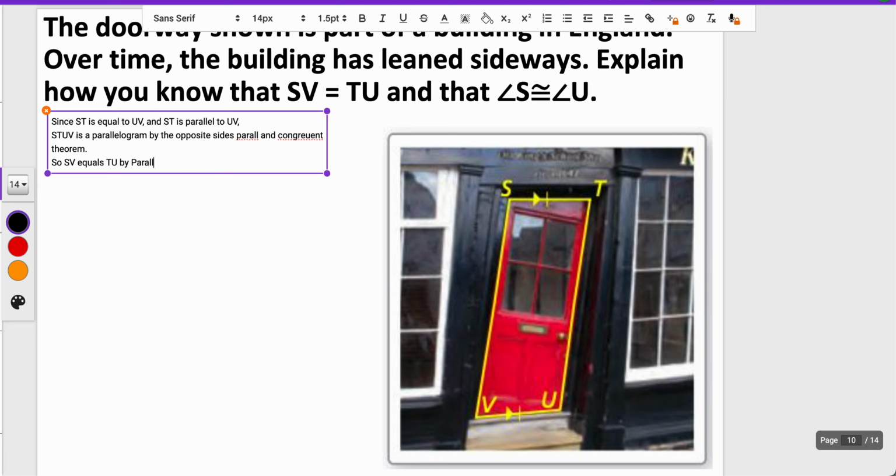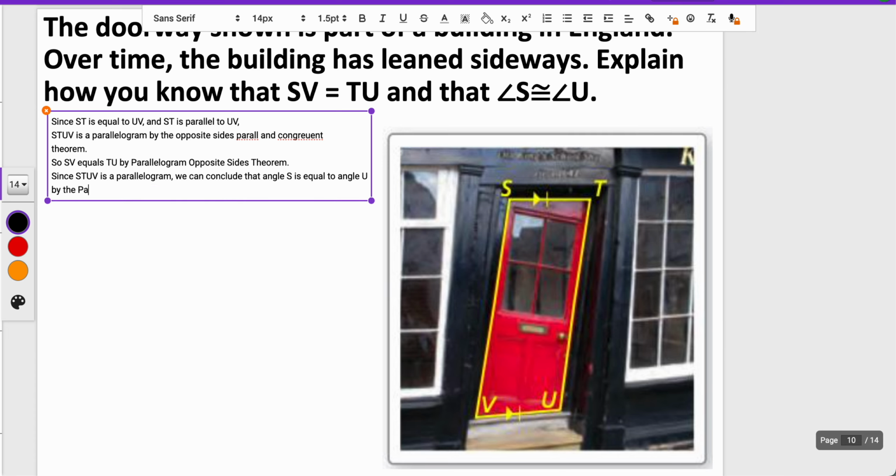So SV equals TU by the parallelogram opposite sides theorem. So since STUV is a parallelogram, we can conclude that angle S is equal to angle U by the parallelogram opposite angles theorem.